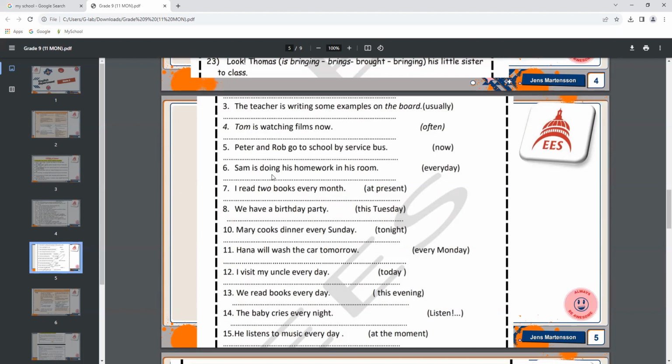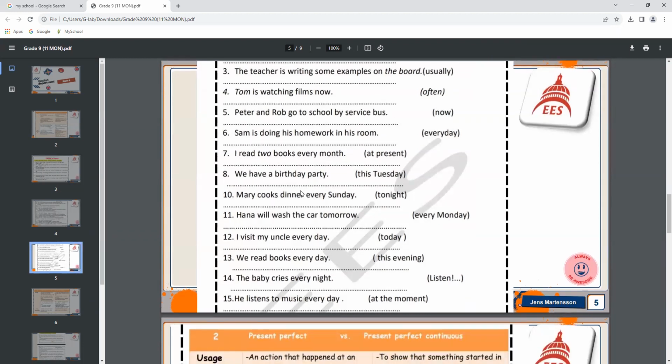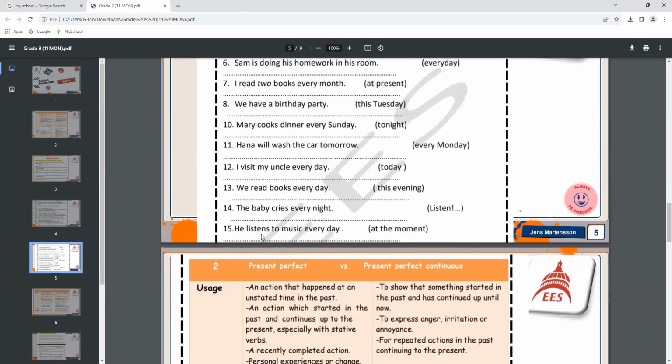Okay, let's try to answer number 8. We have a birthday party this Tuesday. We have to use this Tuesday. We can say we are having a party this Tuesday. Okay. Now let's move to number 14. The baby cries every night. So listen, baby is crying. It's happening right now.